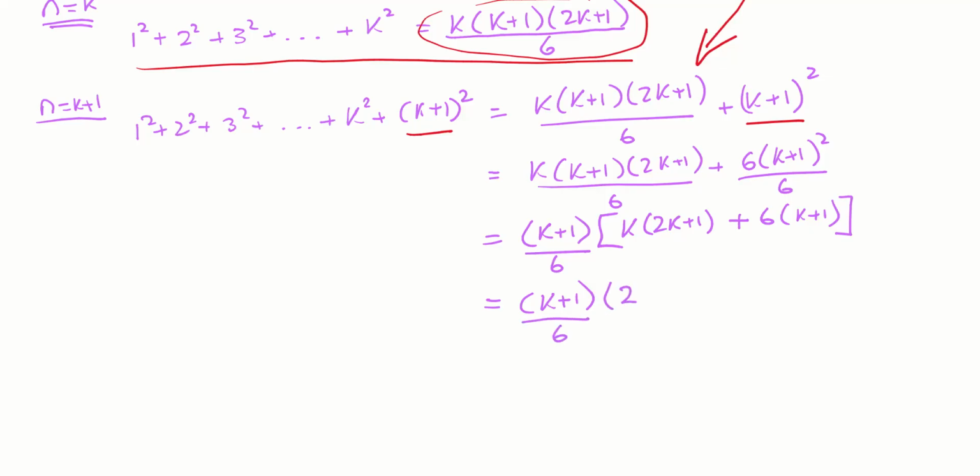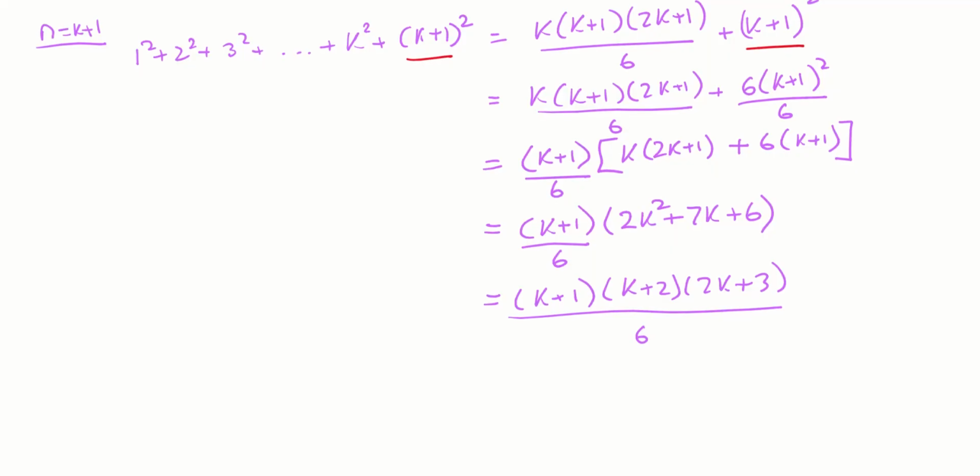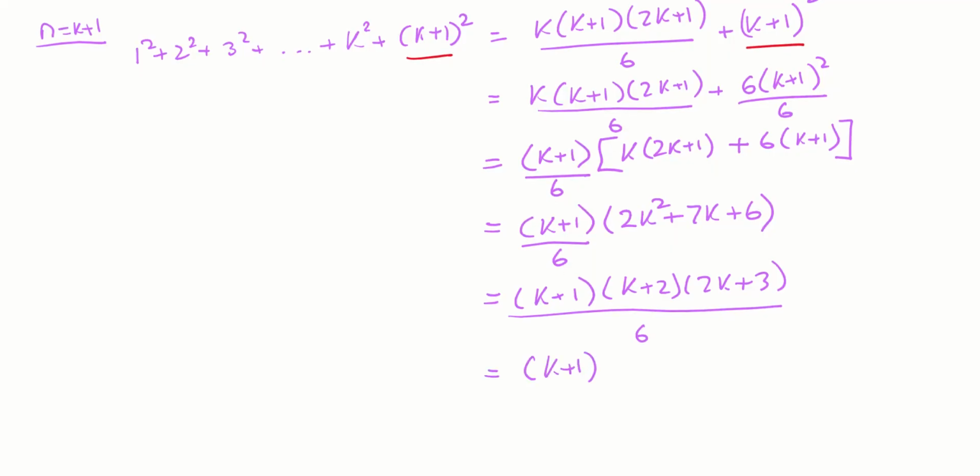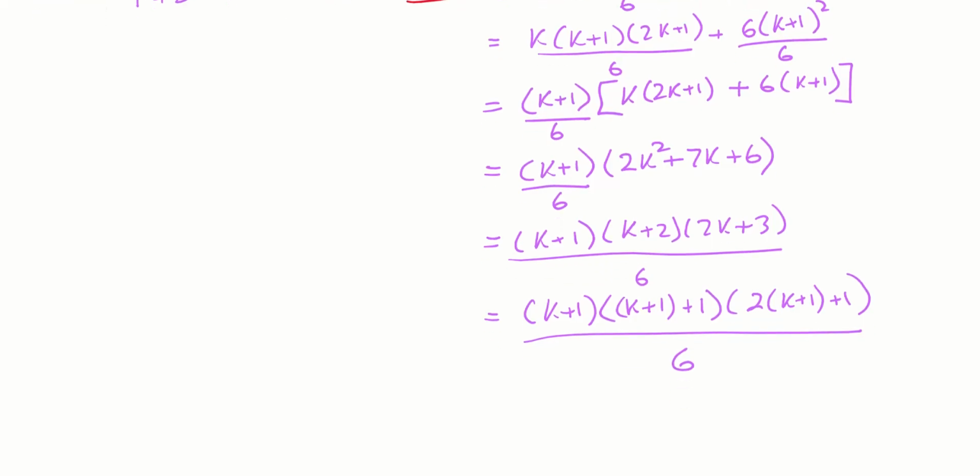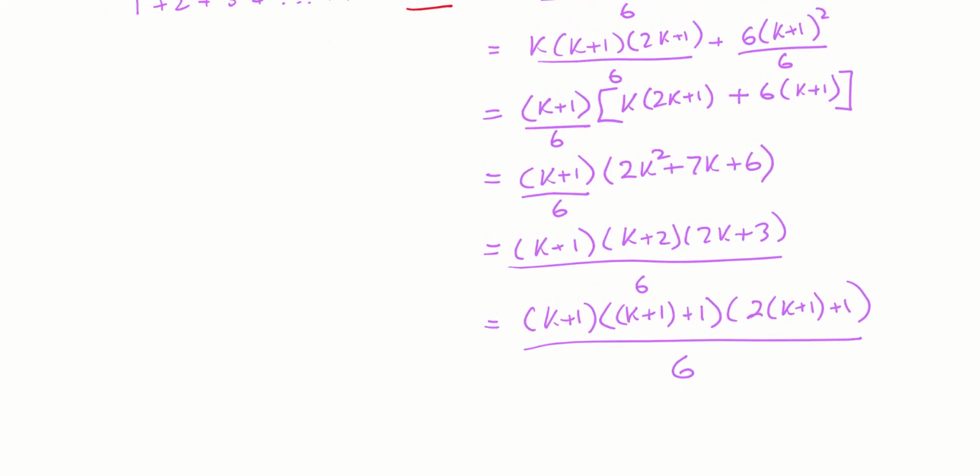And then expanding out and simplifying, I've got 2k squared plus 7k plus 6. So let's see if we can factorize that quadratic. And then we've got (k + 1)(k + 2)(2k + 3) over 6. And that is (k + 1)(k + 1 + 1)(2(k + 1) + 1), all divided by 6. And so we've done the algebra. And then you just need your concluding statement.